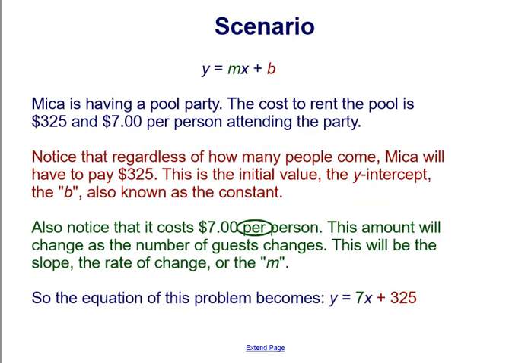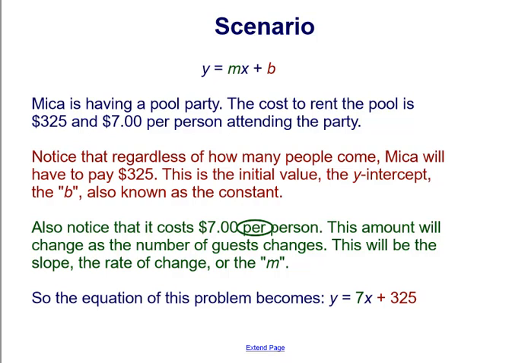So here is a scenario. Let's try. Micah is having a pool party. The cost to rent the pool is $325 and $7 per person attending the party. So we want to write this scenario using the equation y equals mx plus b.